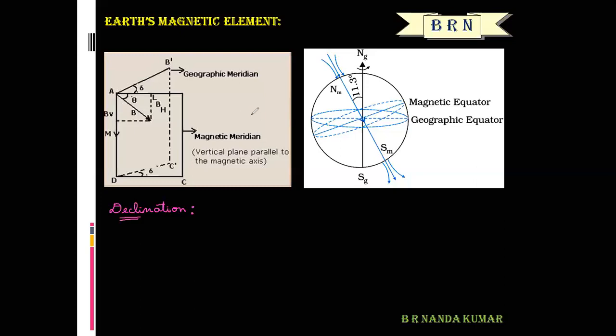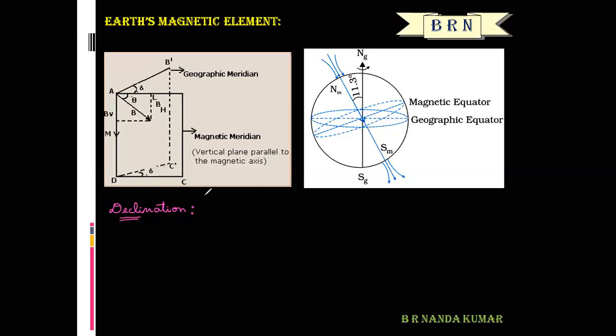A plane passing through the magnetic north and south pole of Earth's surface is the magnetic meridian. A plane passing through the geographic north and south pole of Earth's surface is the geographic meridian. The angle between the magnetic meridian and geographic meridian is called the declination.